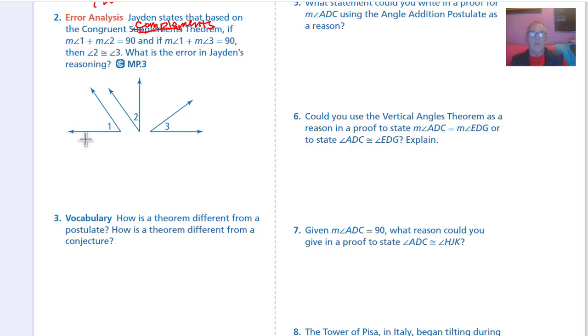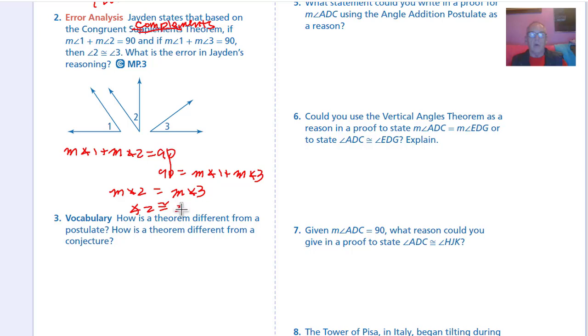Because we can do this with algebra. The measure of angle 1 plus the measure of angle 2 equals 90. But then also we have that 90 is equal to the measure of angle 1 plus the measure of angle 3. So that leaves these connected together, sort of like a transitive property. If we take the measure of angle 1 away from both sides, we're left with the measure of angle 2 equal to the measure of angle 3, which leaves angle 2 congruent to angle 3 by the definition of congruent.